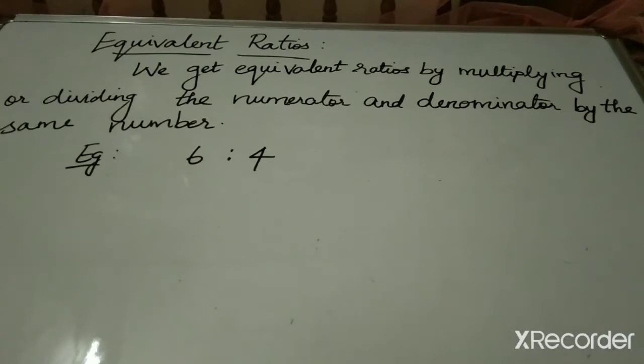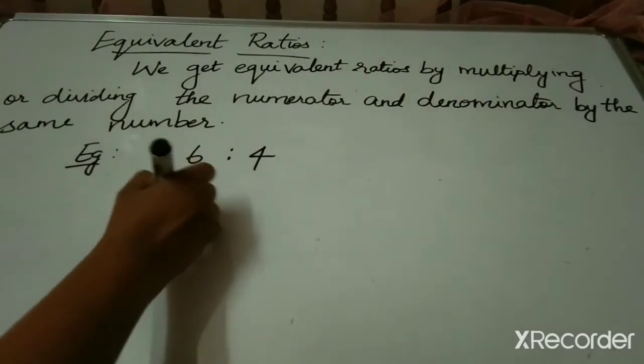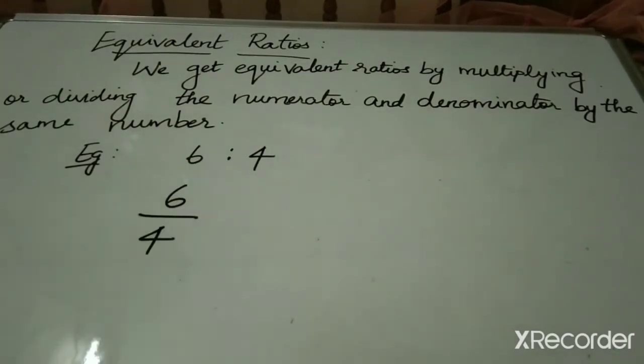We will multiply or divide the numerator and denominator by the same number to find an equivalent fraction. Same thing here. So 6:4. How can we write it as a fraction? It is 6 divided by 4. Yes or no?